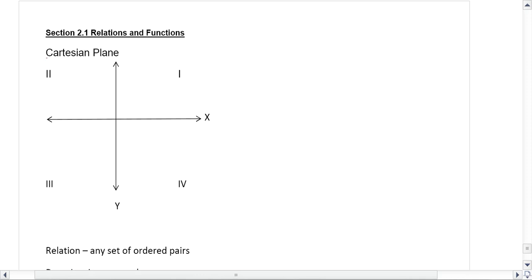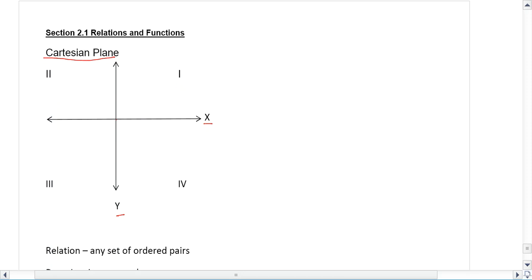First, we're going to talk about the Cartesian plane, which is another term for the xy axis. Please do label x and y. The different quadrants are numbered with Roman numerals.